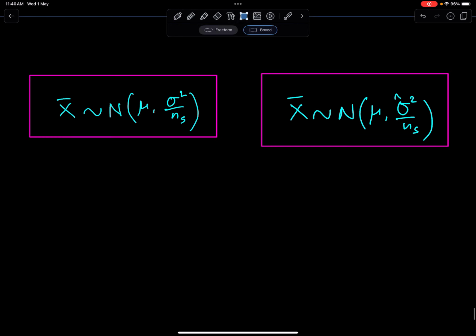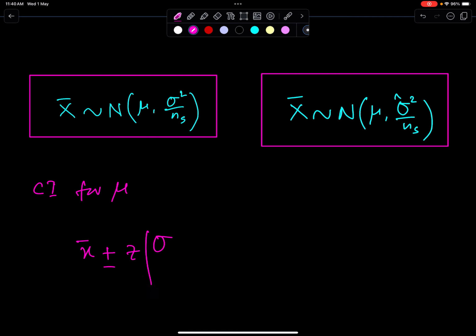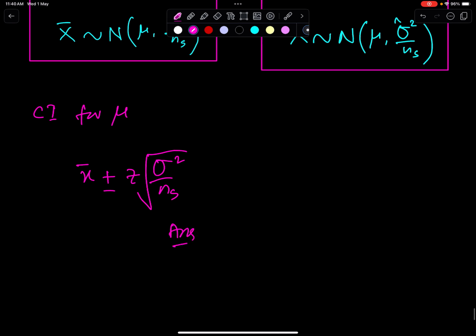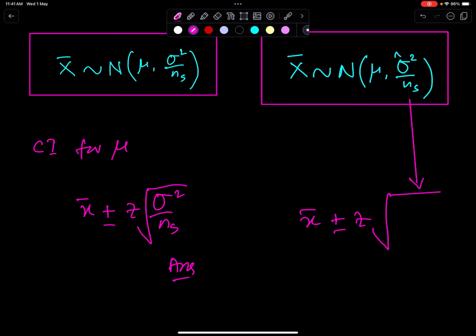Now, confidence interval for mu for case B. It's X bar plus minus Z under root sigma square over n. Here, X bar plus minus Z under root of this quantity, sigma cap square over n.